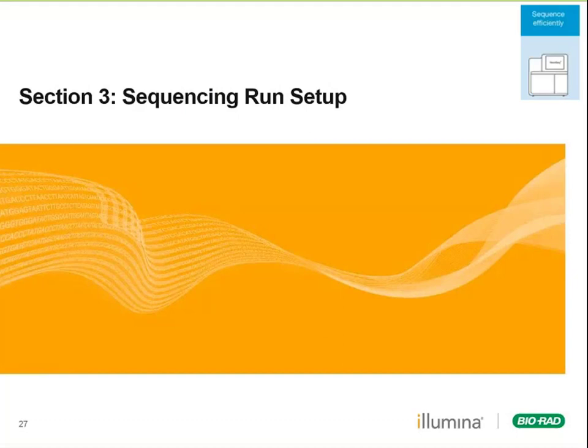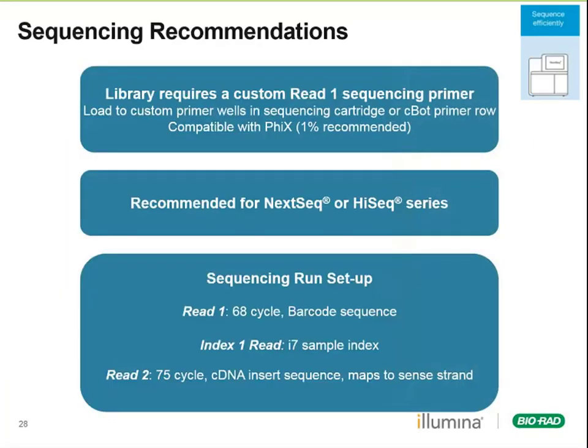Let's briefly look at how we're going to set up our sequencing run. As mentioned, it uses a custom READ1 sequencing primer. This is so important, I've said it twice. For those of you who haven't used custom primers before, for our benchtop sequencers, you're going to load them to the custom primer wells in the sequencing cartridge and specify that in the run setup. For most of our HiSeq setups, you can put the custom primer in the CBOT primer row. This primer will be compatible with our PhiX control library, and we recommend a 1% spike-in. Of note, the primer is not going to be compatible with other Illumina library types.